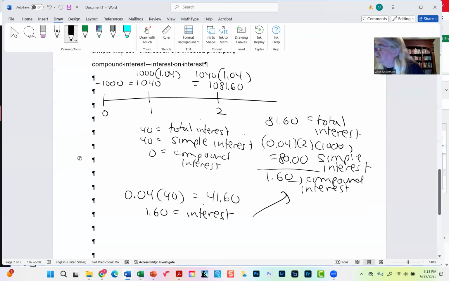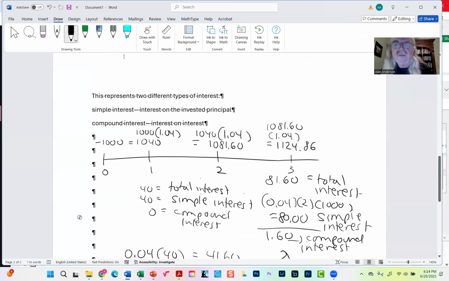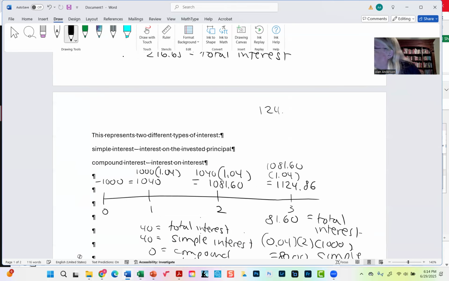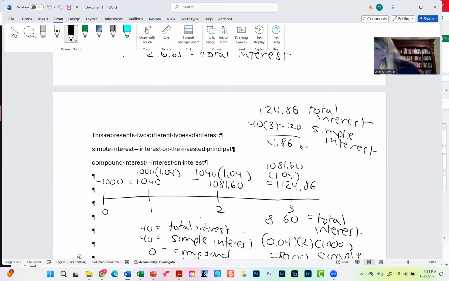So let's look at year three. Well, I'm sure you can guess where this is going. We're going to have another $40 in simple interest, but we're going to have even more compound interest. So our new balance is 1124.86. And now we're running desperately short on space here, but I want you to notice that of this 124.86 in total interest, 40 times 3 equals 120 is our simple interest. And the rest is our compound interest.